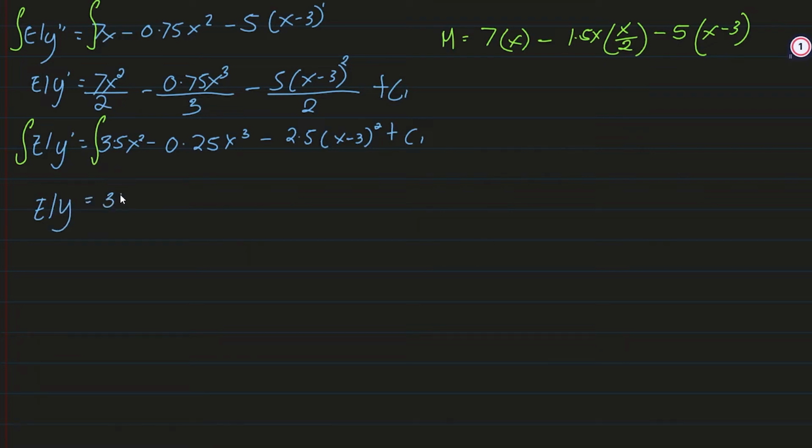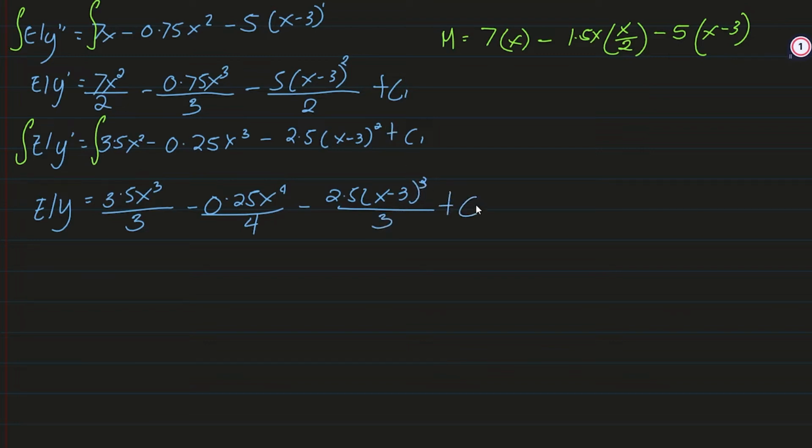Ito, 3.5x, plus 1 times exponent, 3 over 3, minus 0.25x to the 4th over 4, minus ito, 2.5x minus 3 squared over, 2 plus 1 is 3. So, magiging 3 ito. Plus, yung C1, magiging C1x. Mag-add tayo ng isang another arbitrary constant, C2, kasi nga, nag-integrate ulit tayo. So, bali, ito na yung ating deflection equation.